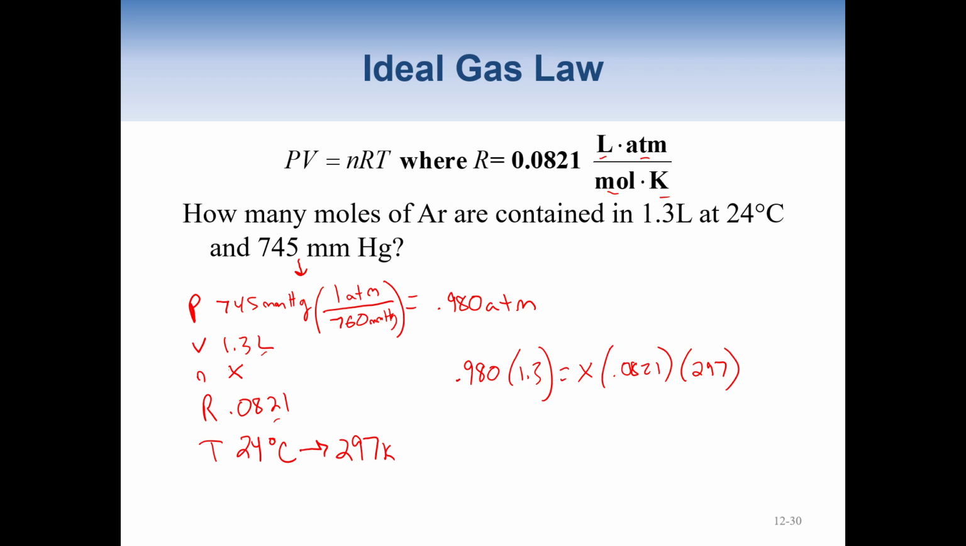So now we are going to isolate the X. 0.980 times 1.3 divided by, parentheses, 0.0821 times 297, close the parentheses, and we get 0.0522 moles. Let me just double calculate this. Yep, that's what we get.